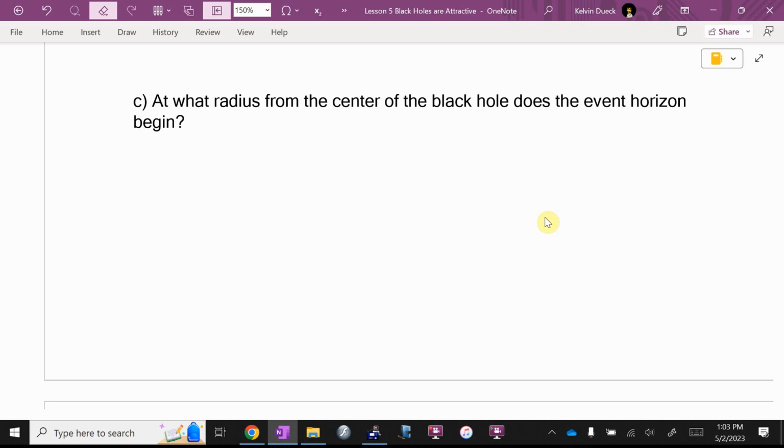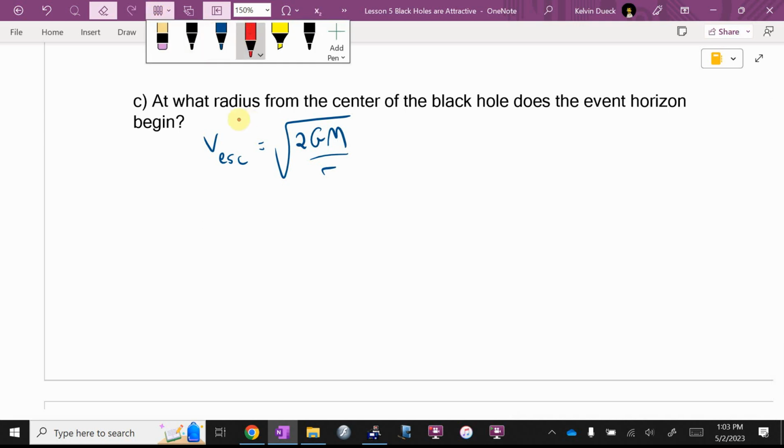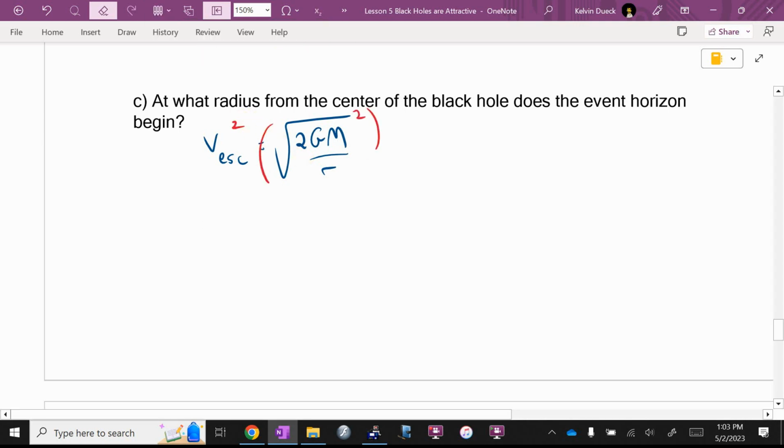The event horizon is when your escape velocity is bigger than light. We're going to start off with the escape velocity equation, but we're going to get the r by itself. What's the r inside of? A square root? How do I get rid of a square root? First thing I would do is square both sides. And when I do that, I'll get v squared equals 2 big G big M over r.